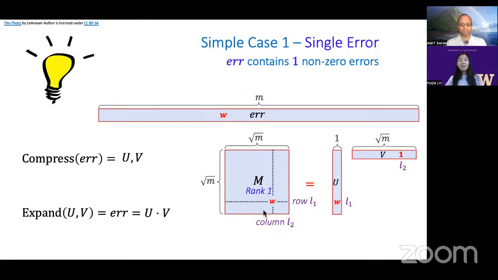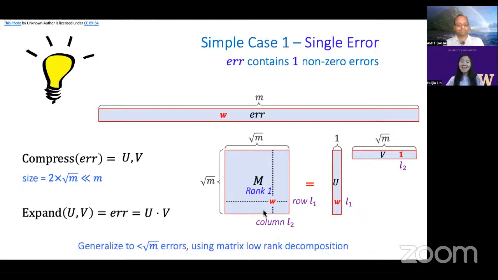And it can be decomposed into the product of two vectors, u and v, each just of length square root of m. So here we go, these two vectors are going to be the compressed version. They are indeed much shorter than m, and the expansion is extremely simple. Just multiply them together, which uses only degree 2. This very simple idea can be generalized to tolerate more non-zero elements inside the error vector, however, only up to square root of m.